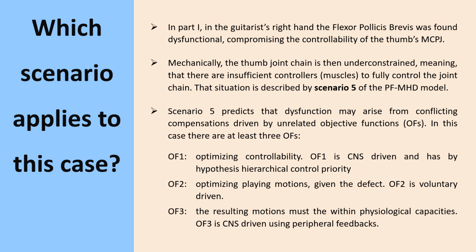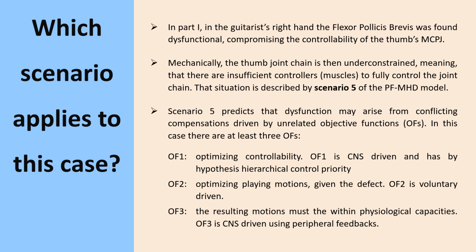Scenario 5 predicts that dysfunction may arise from conflicting compensations driven by unrelated objective functions. In this case, there are at least 3 objective functions. 1. Optimizing controllability in compensation for the defect.